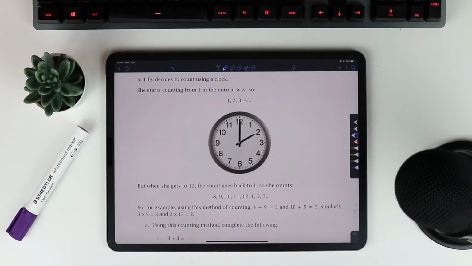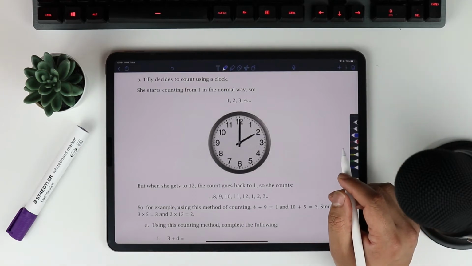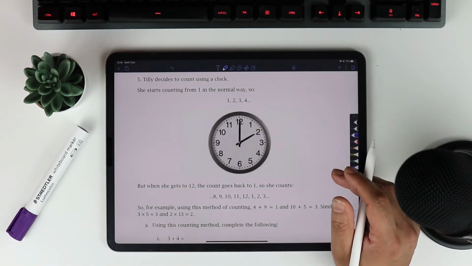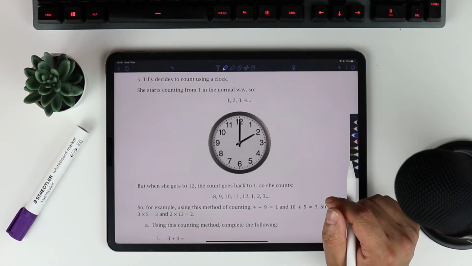The final question we're going to go through with you is question 5 from St. Paul's School. And in this question, it's a bit unusual, but quite a lot of these 11 plus questions are a bit peculiar. So here, Tilly decides to count using a clock.